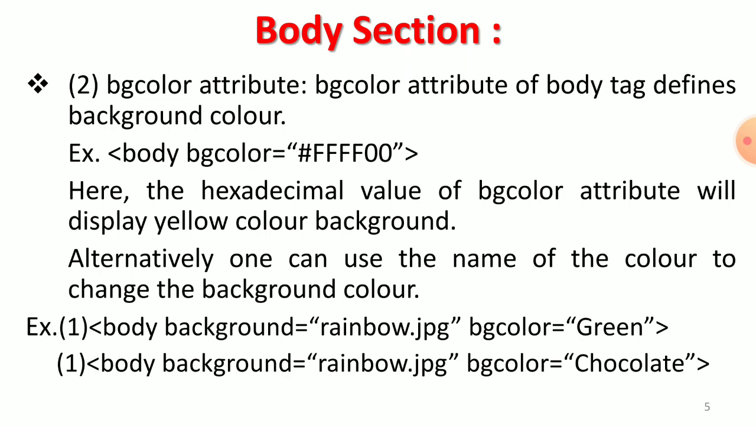The hash sign symbol ahead of the code lets the browser know that the following set of characters is a color code. The first pair of numbers represents various shades of red color. The second pair of numbers represents various shades of green color, and the last pair of numbers represents various shades of blue color. That means 2 plus 2 plus 2, that means 6 digits is an RGB color.